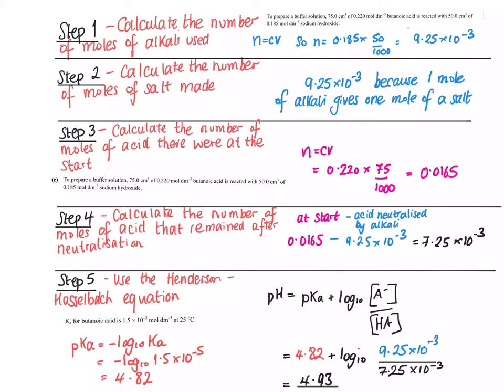We can then substitute that number, the pKa, into the Henderson-Hasselbalch equation. So the pKa we've just calculated is 4.82, plus log to the base 10 of the salt concentration, which is this part here, divided by the acid concentration at the end, which is this part here. So if you put these numbers into a calculator, the answer you get is 4.93. So the answer to the question, what is the pH of the buffer, is 4.93.